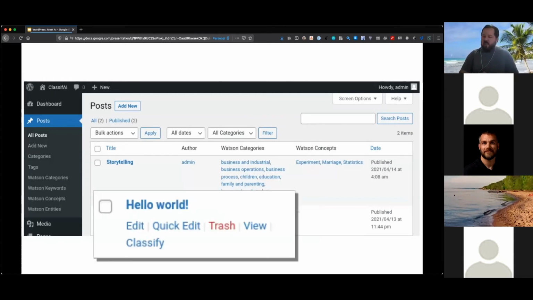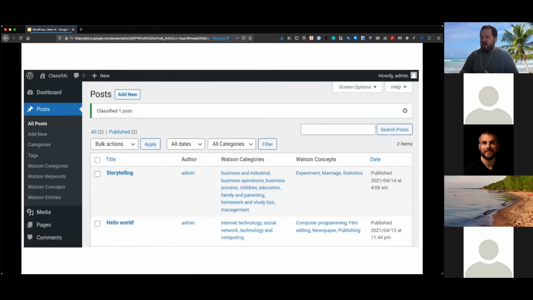So there is now a Classify button or a Classify link on the article. And if you click that, this will on demand resend the article to IBM Watson and allow you to dynamically reclassify that article automatically, telling us now that Hello World is talking about internet technology, social network, and it should be in the computer programming, newspaper, publishing, and film editing concepts.